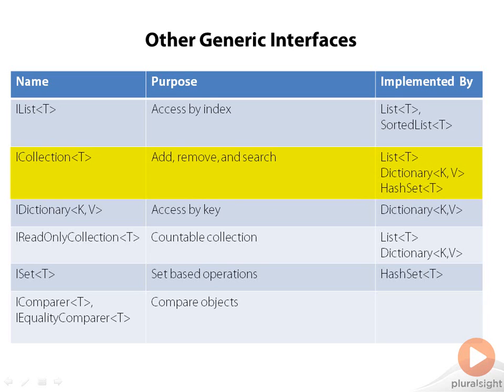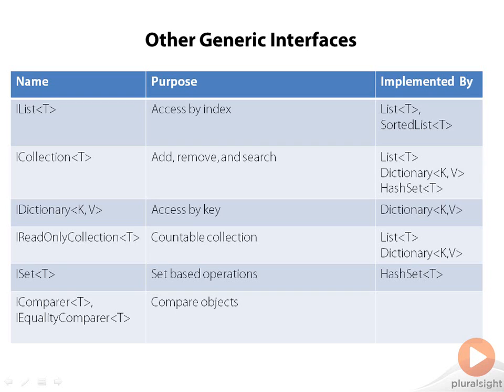There's also an ICollection of T interface. This interface abstracts away add, remove, and search capability. There's no indexing, but there is add and remove and search, the search being provided by a Contains method. The list, the dictionary, and the hash set all implement ICollection of T.